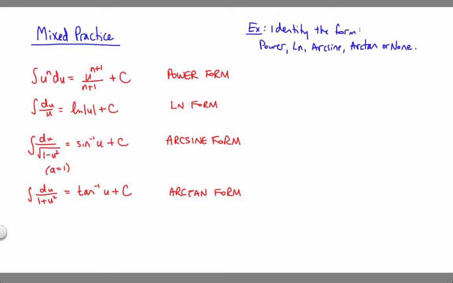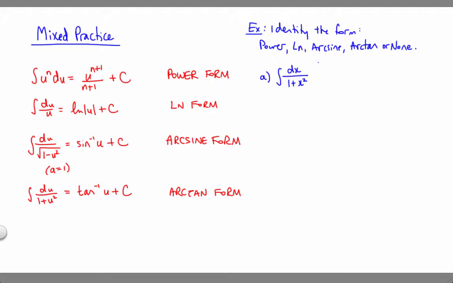So for each example that follows, we're going to identify the correct form. The options are power, ln, arcsine, arctan, or none. So here's our first example. We've got the integral of dx over 1 plus x squared. The correct answer here is arctan form.